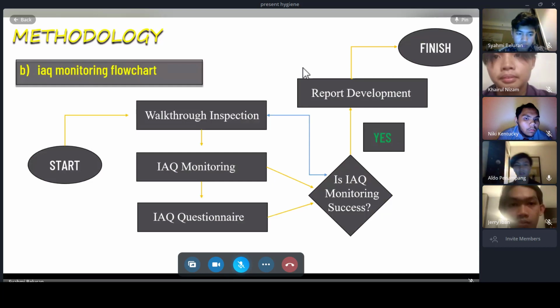Yes, because we managed to find the parameters, the relative humidity, the temperature, all the acceptable limits that we needed, and the important quantities. So after that, we develop a report, and then we finish. So that's it for my part, which is explaining about sampling methods and the IAQ monitoring flowchart. I will pass to the next presenter, Shami, to explain the next methodology.